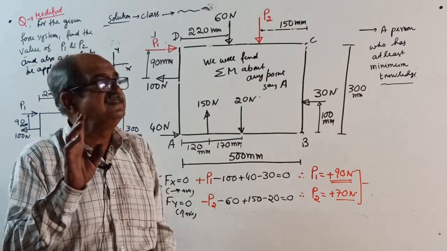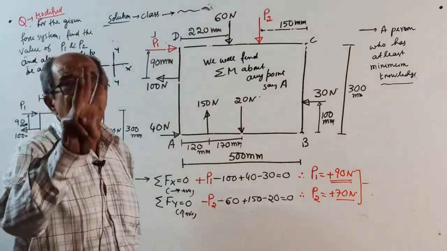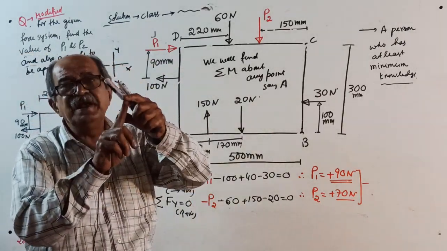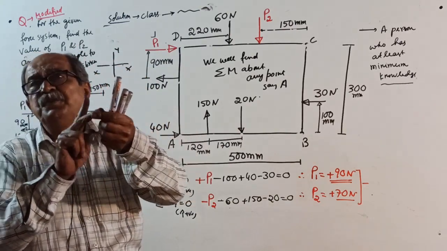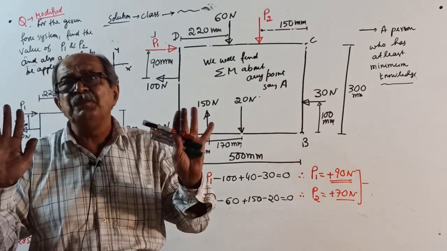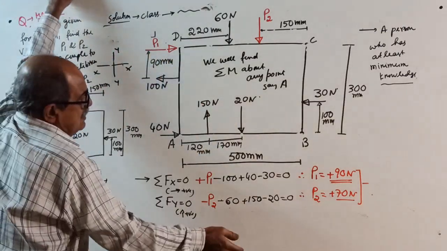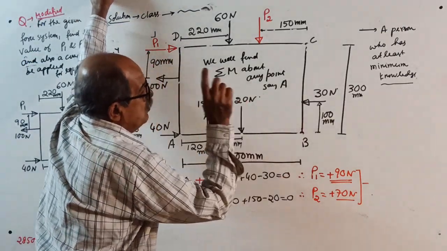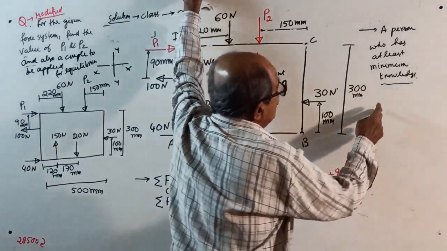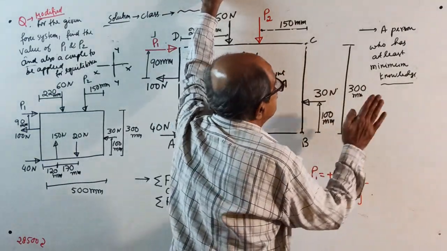So now the unknowns are three. One is P1, second is P2, and the next is some unknown couple to be applied. Okay, start. Once again, solve the same way and get P1 and P2. Now, once you get P1 and P2, see, P1 and P2 you got.